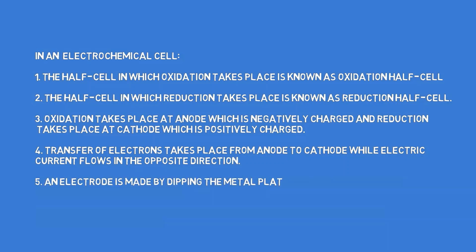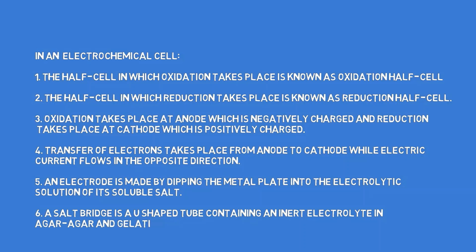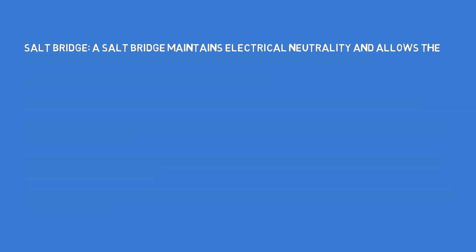An electrode is made by dipping a metal plate into the electrolytic solution of its soluble salt. A salt bridge is a U-shaped tube containing an inert electrolyte in agar-agar and gelatin. A salt bridge maintains electrical neutrality and allows the flow of electric current by completing the electrical circuit.